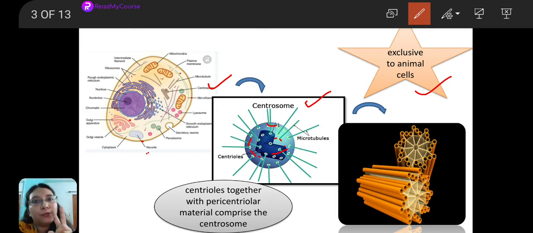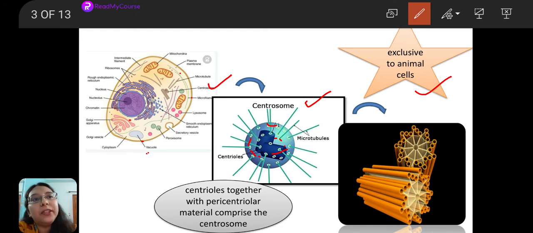It consists of two centrioles. These centrioles are nothing but cylindrical shaped structures which are arranged at right angles to one another, and surrounding that we have a proteinaceous matrix structure which is known as the pericentriolar matrix. Together this matrix and the centrioles form the centrosome.